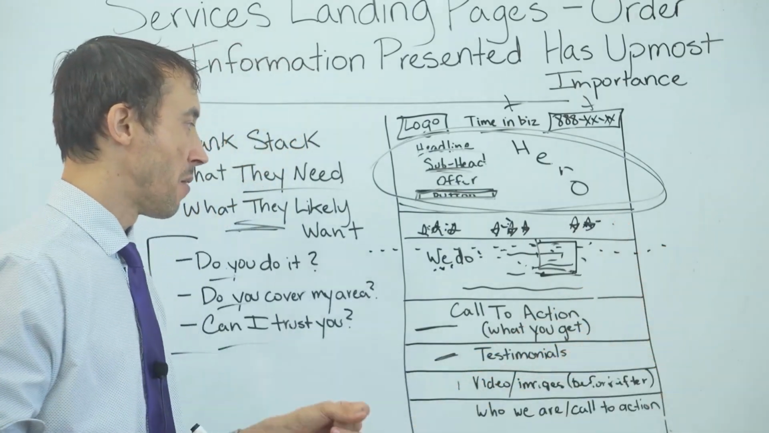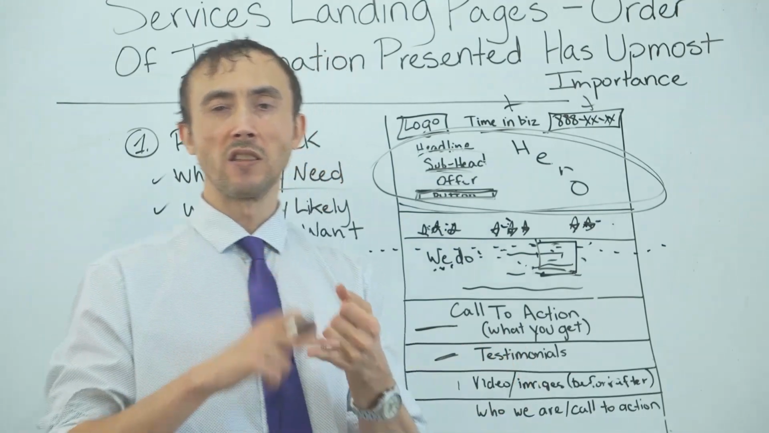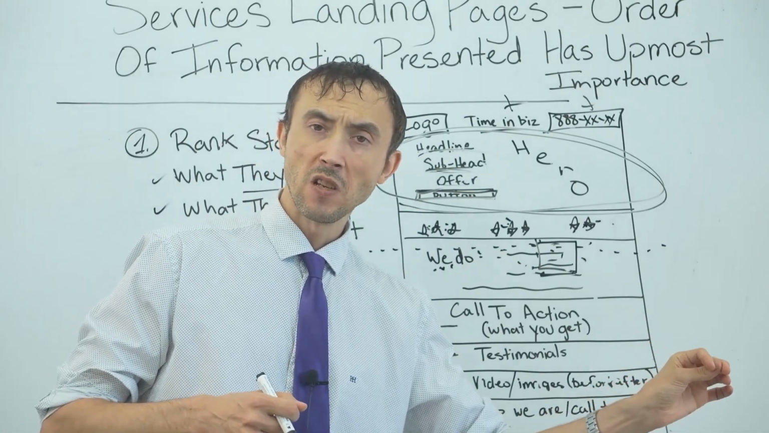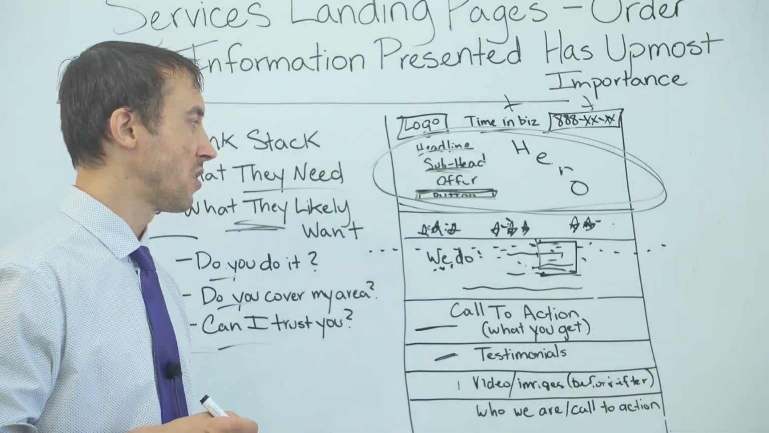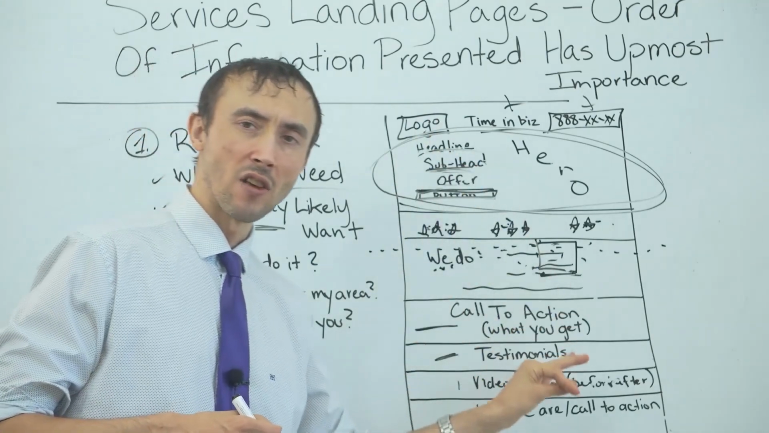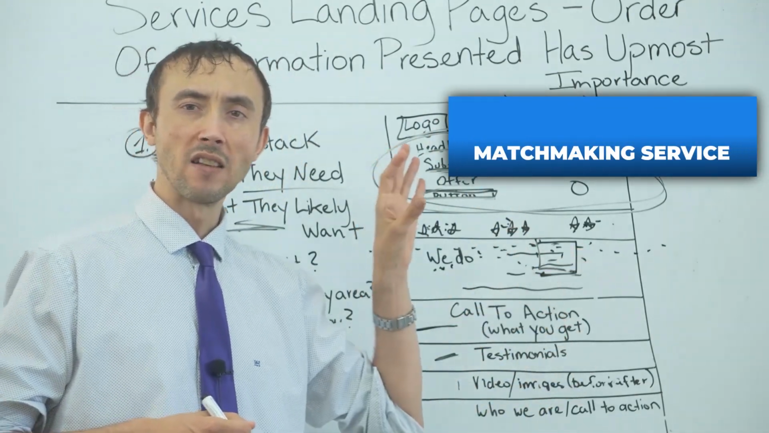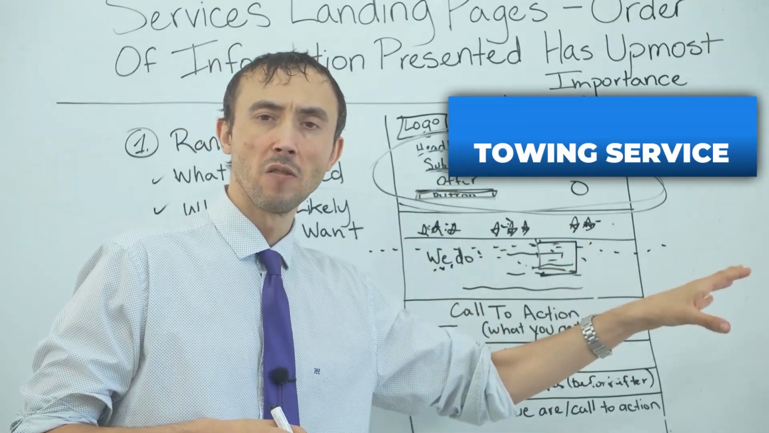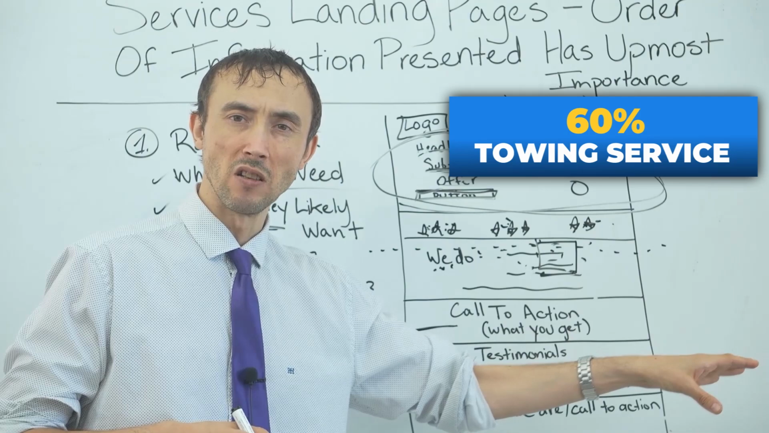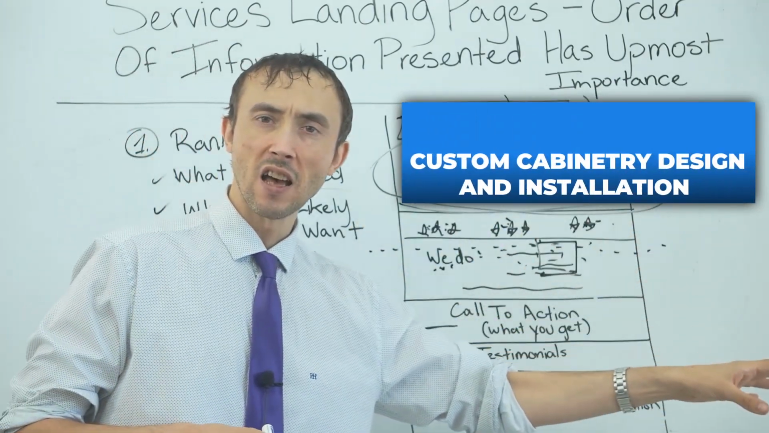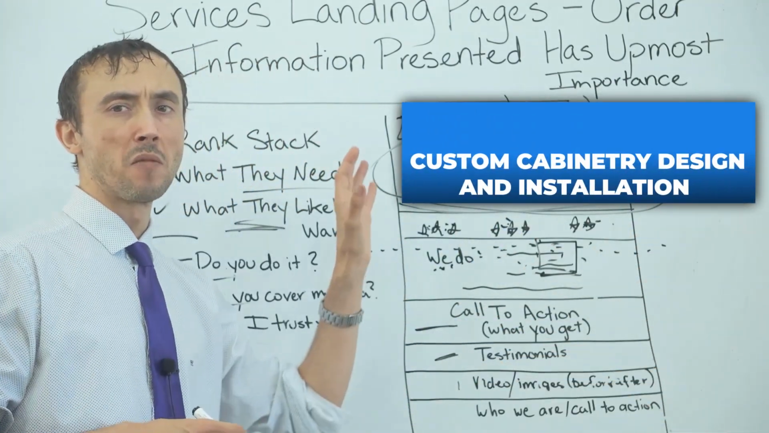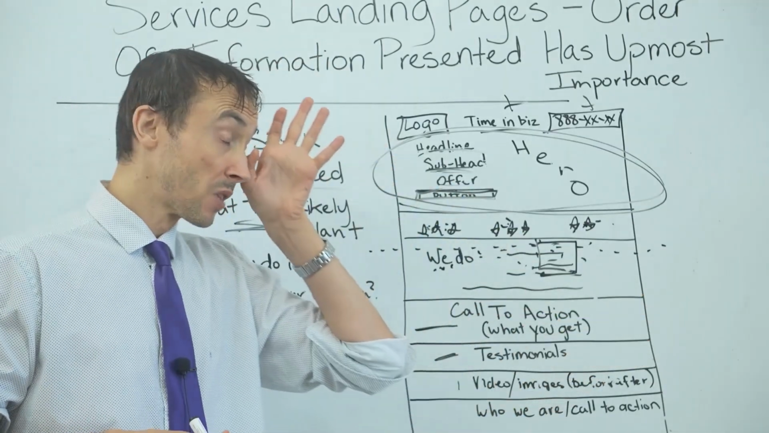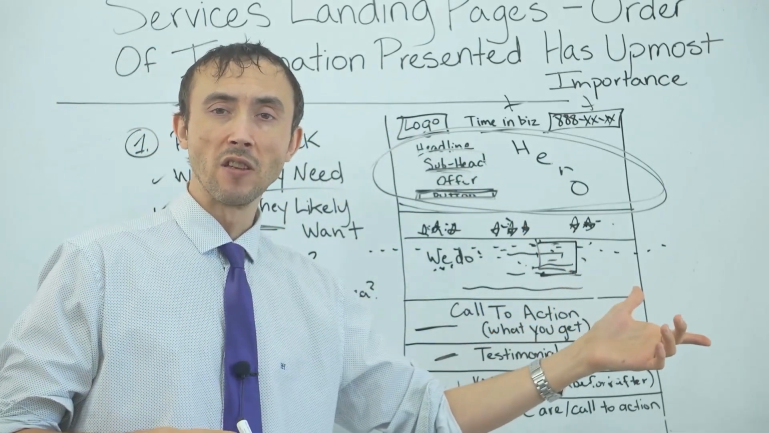If we're talking about a local, let's say restoration services, where we're going to do crime scene cleanup and that kind of thing, we're going to get 15-20% response rates on our page easily with a page like this. Or for a matchmaking service, we're at 15% as well. If we're talking about a towing service, we're talking about 60% conversion rates. If we're talking about custom cabinetry design and installation, we're talking about 5 to 6% conversion rates, which is triple the average. So to give you some idea of how well this actually works.